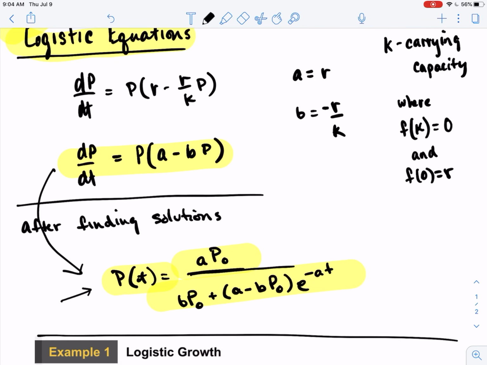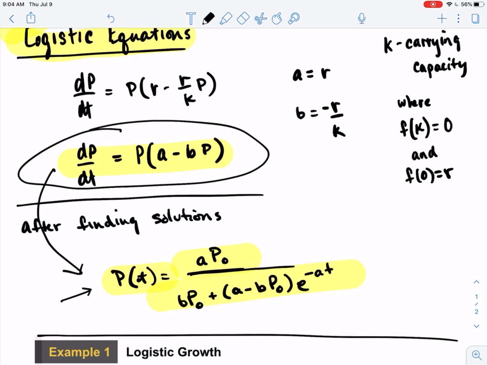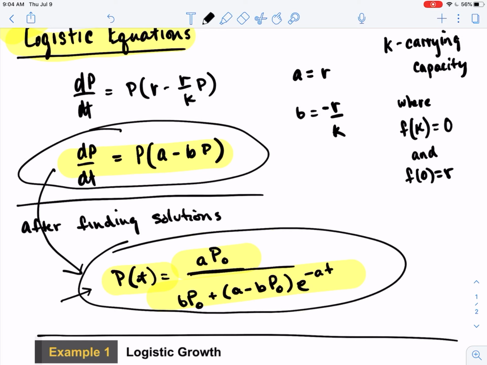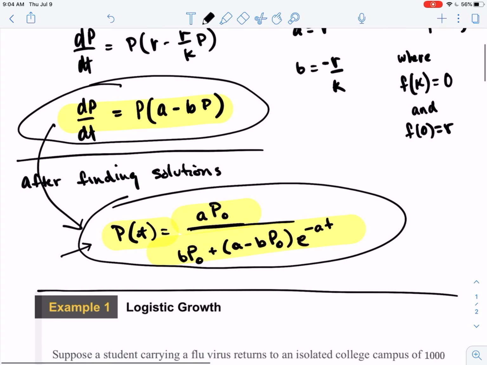All right, so this is what I want to use today. I'm going to try to get a differential in this form, and then I'm going to use that form to try to figure out, well, what is A and what is B. P naught is still your initial value.